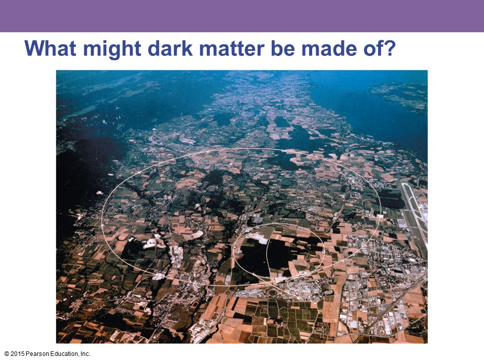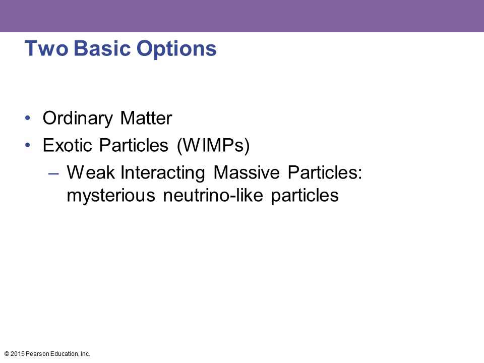So what might dark matter be made of? Well, there's two basic options. One is that it's ordinary matter that's invisible, too cold for us to really detect by any other means. Or something called a WIMP, which are exotic particles, and the acronym WIMP stands for Weakly Interacting Massive Particles. So these might be mysterious neutrino-like particles.